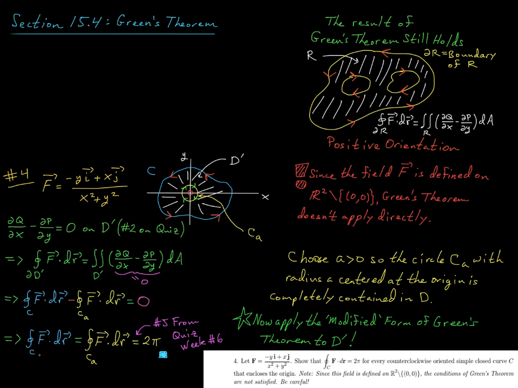That implies that this integral over the blue path C is equal to the counterclockwise oriented line integral over our circle C sub a of our vector field F. And you computed that in question number 5 on last week's quiz. That's just the circulation of our vector field F over that circle C sub a, and you found there that that was equal to 2 pi. And that completes the proof.